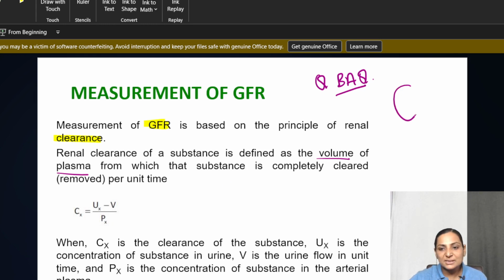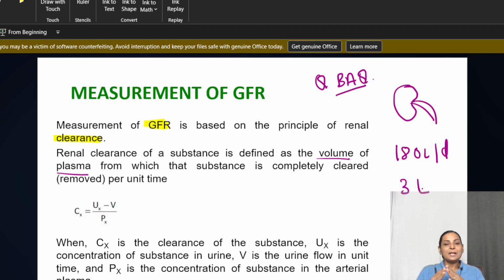That means, suppose this is the kidney, and you know that plasma is coming. How much is GFR? GFR is 180 liters per day. How much is your plasma? On an average, suppose 3 liters. That means this plasma is going to get filtered about 60 times per day, 180 divided by 3, and therefore the filtrate is an ultrafiltrate.